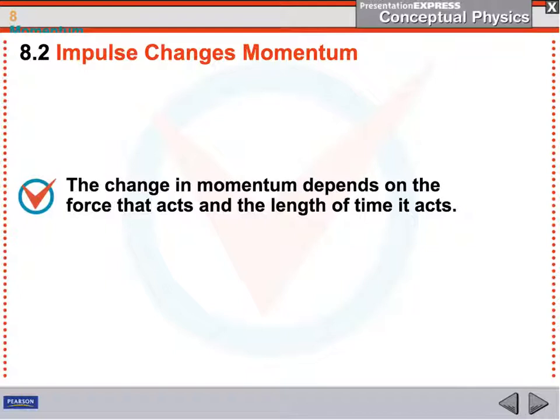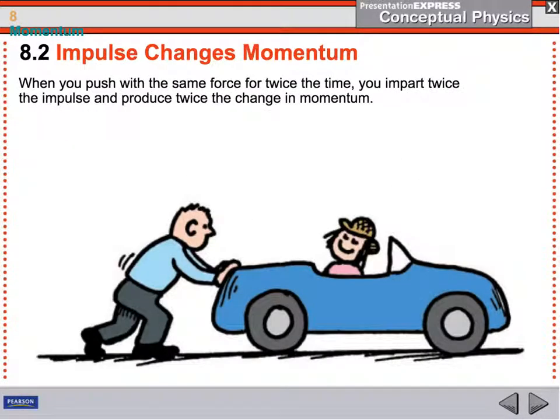All right, impulses. Impulse changes momentum. This is the big thing right here, that impulse changes momentum. The change in momentum depends on the force that acts on it and the length of time. So it depends on the force and the time. When you push the same force for twice the time, you impart twice the impulse and produce twice the change in momentum.